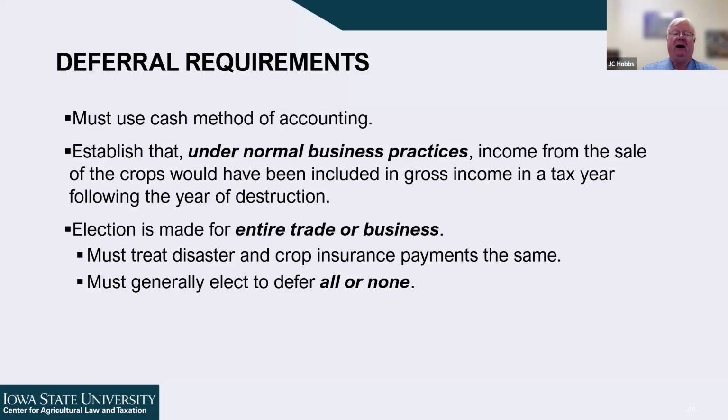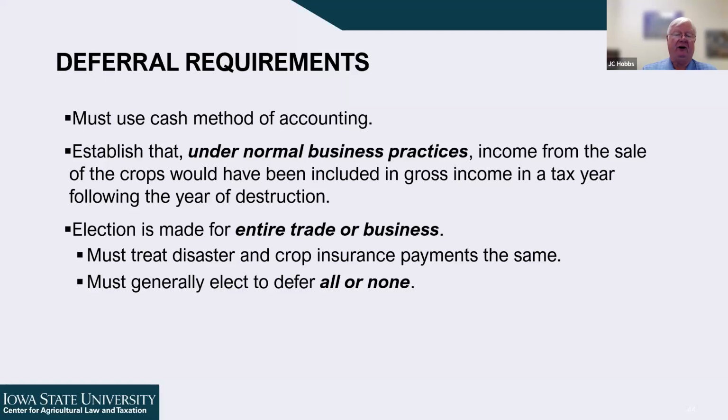So under our normal business practice, that's what we have to establish, that under our normal business practice, income from the sale of that crop would have been included in gross income in the tax year following the year of destruction. I see this quite a bit in the Corn Belt where they'll have corn harvested late in the year. They'll sell part of the crop before Christmas and then the rest of it after Christmas. If our normal process is to sell it in two parts, then we can make a deferral to the amount that would normally be reported in the following year.